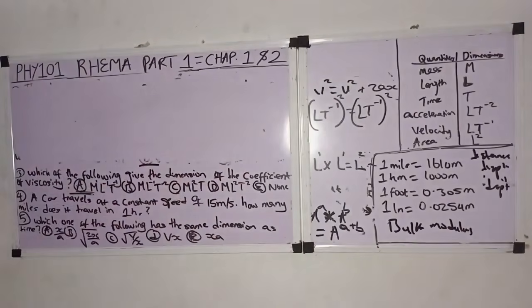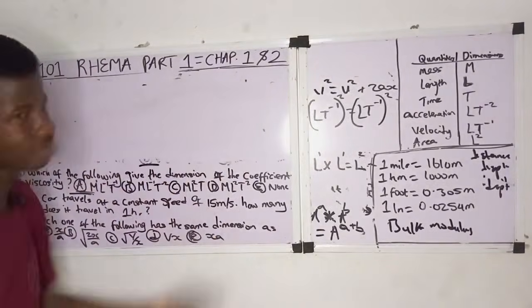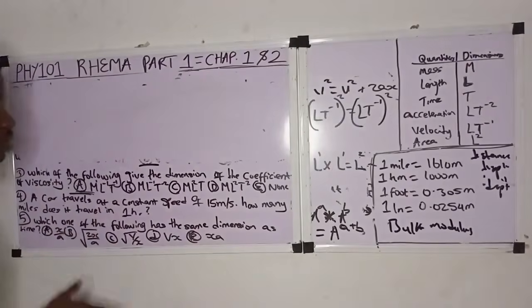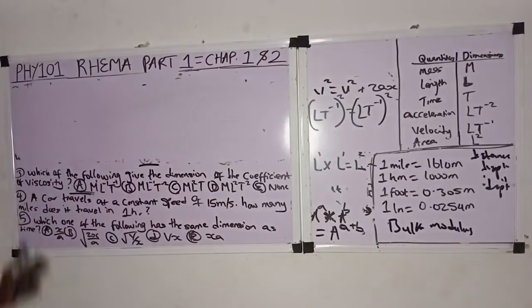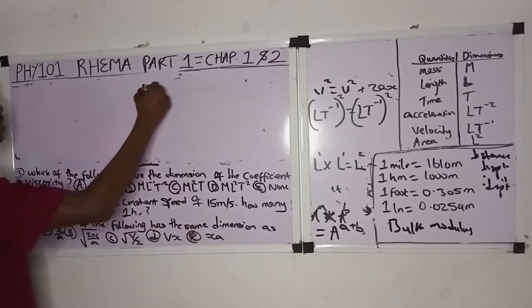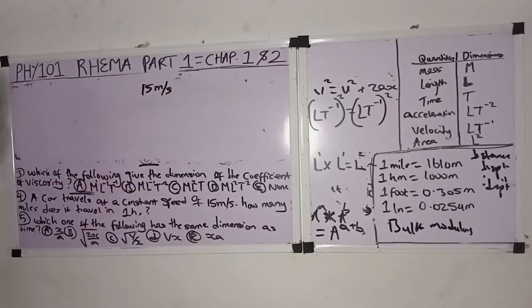For question 4, these are the places we expect questions from: dimension, that is from chapter 1. Now let's continue. Question 4: A car travels at a constant speed of 15 meters per second. How many miles does it travel in 1 hour?